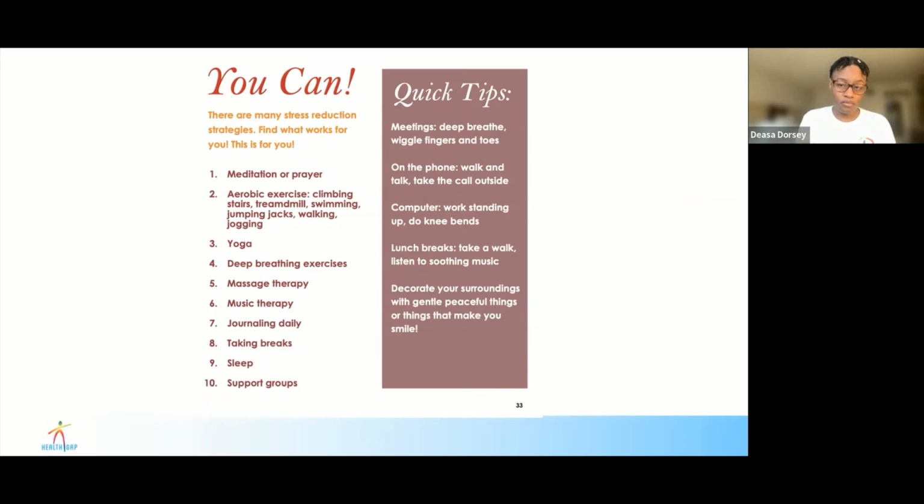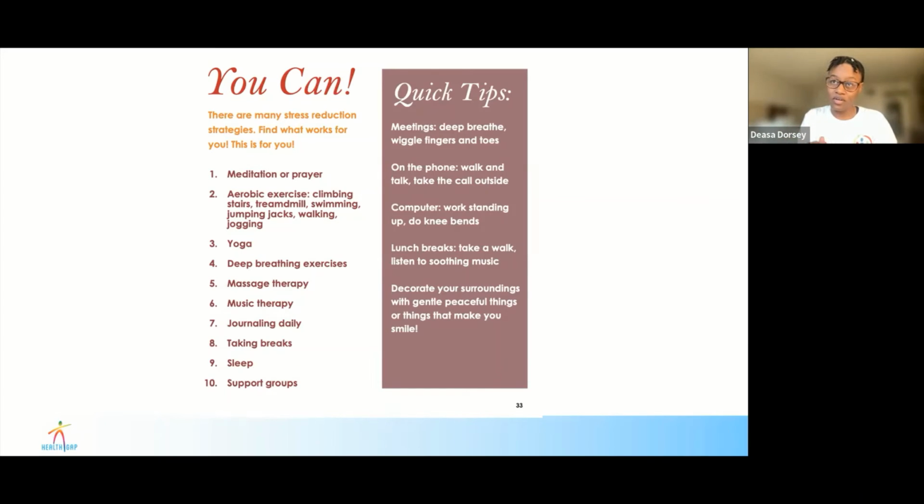Journaling, people journal daily. You kind of get it all out instead of holding everything in. Taking breaks is important. If we sit in front of a computer all day, depending on what kind of work you do, step away from the computer, take a break, or set your alarm to go off every hour to get up, walk around for a little bit, come back, sit back down, do some work, another hour, get up, walk. Sleep. Sleep is a stress relief. And your body tells you when it's tired.